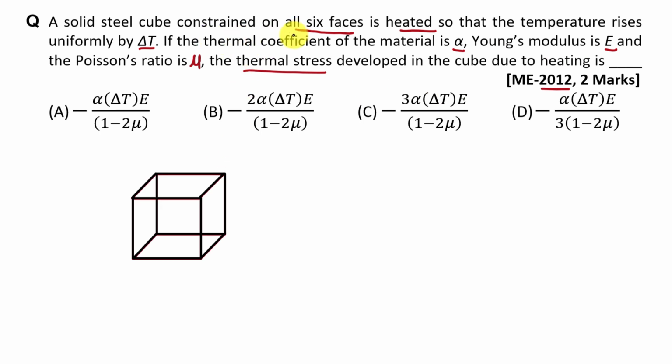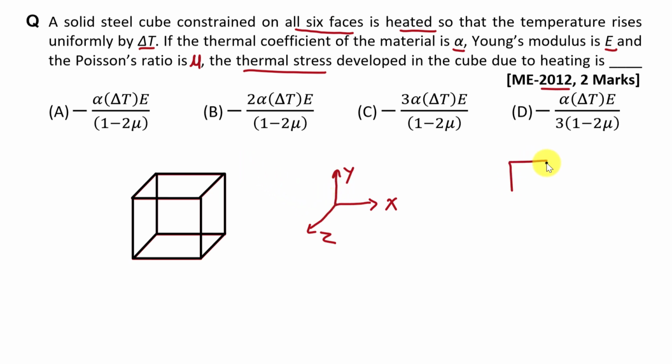Now in the question it is given that we have this type of cube and here the dimension will be the same in all the directions. Let's say we take this direction as x direction, this direction as y direction, and this direction as z direction. Now it is given that this steel cube is constrained on all the 6 faces. Means we can say that change in dimension in all the 3 directions is restricted.